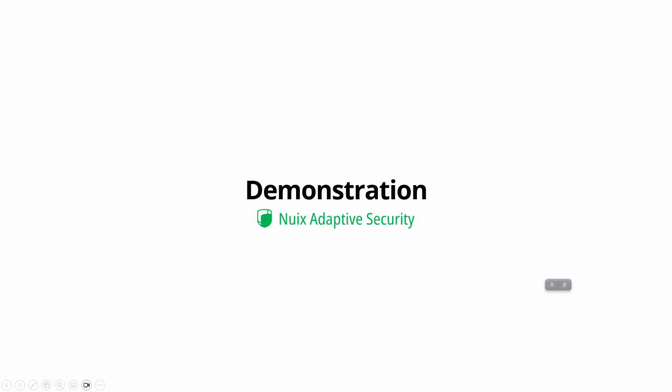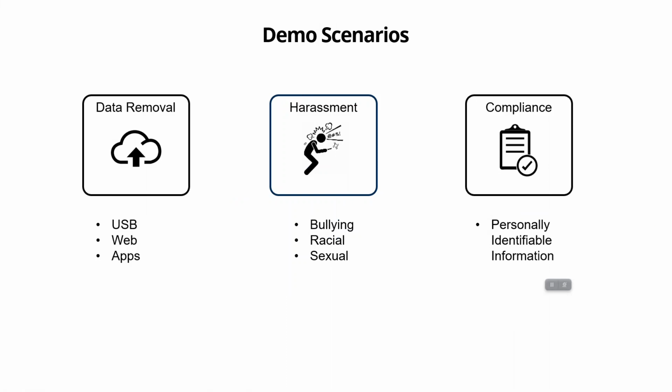Hi everyone, in this short video I'm going to show how Nuix Adaptive Security can be used to detect and alert on some very important problems that are facing large enterprises today. So in the demo we'll look at three types of scenarios and situations that people are concerned with. The first is data removal or data theft.